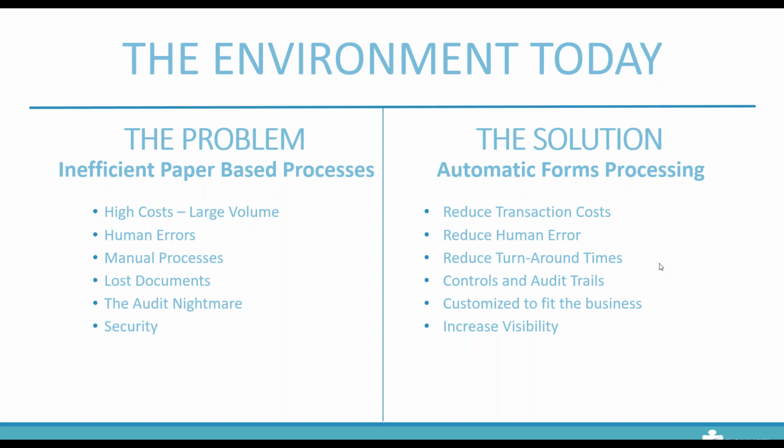And that's the solution. It's automatically process this paper, automatically process these forms. And by doing that, we're going to be reducing transaction costs because we're going to be a lot more efficient. We're going to be reducing human error. The turnaround times are going to be very, very quick because we're not shuffling anything around. Audit trails, the controls around our documents are going to be very, very tight.